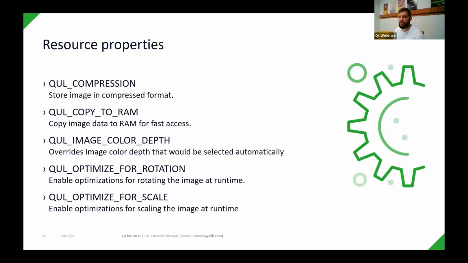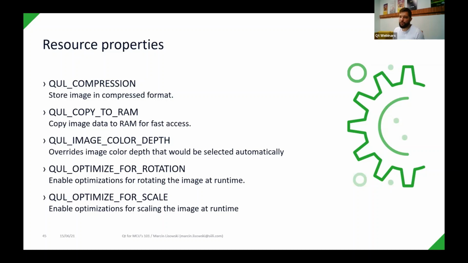On each of the files from the assets, you can provide properties. So for example, you can set the QL compression, which will mean that an image will be stored in your memory in compressed format. Then it has to be decompressed at runtime, so it will be a bit slower, but it will consume less memory in your binary and in your flash. So depending on your need, you can decide to use the compressed format.